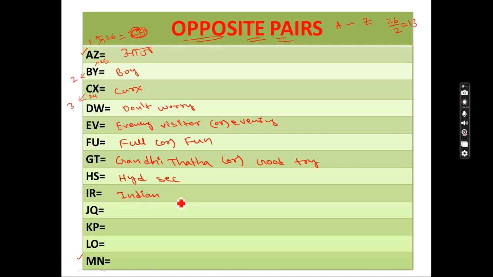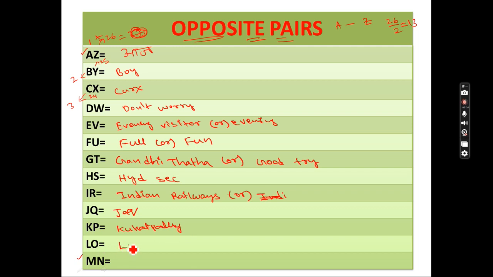Indian Railways. Or else you can remember it as Indian visitor; Indian Railways is enough. Now JQ means Jack. I created Jack in my own language. KP means Kukatpalli. I remembered one word: if I remember Kukatpalli, then KP will come, so like that I remembered this KP.